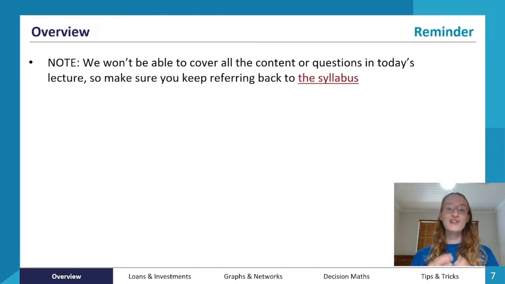And like I said, we are just doing some overview. We'll only be exploring some types of questions and some of the content that's a part of the syllabus. So make sure you keep referring back to the syllabus, to make sure that your revision and your study is covering all of the content descriptors in the syllabus, so that you are getting the whole picture of what you need to know. Because again, today is more of an overview and we'll focus in on different topics.